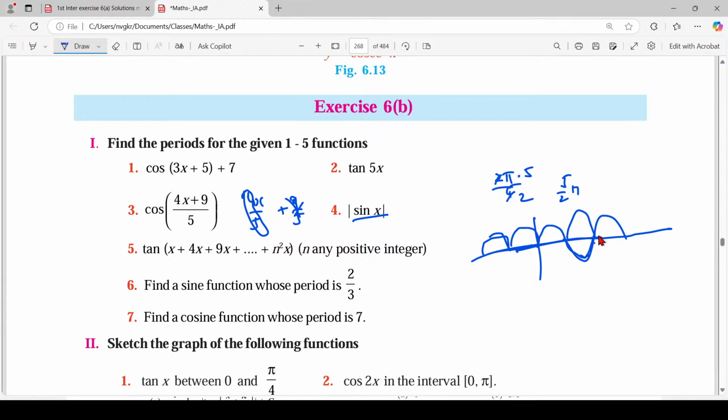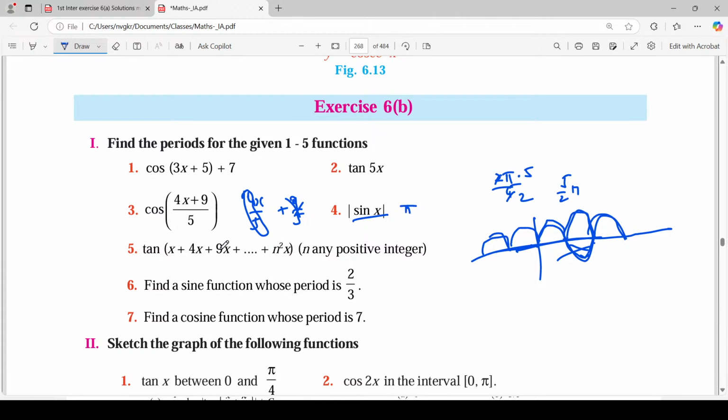So earlier it was taking 2 pi units. Now this part is not there. It is repeating after pi units only. Agreed? Okay. So what is the period here? It should be pi. Agreed?